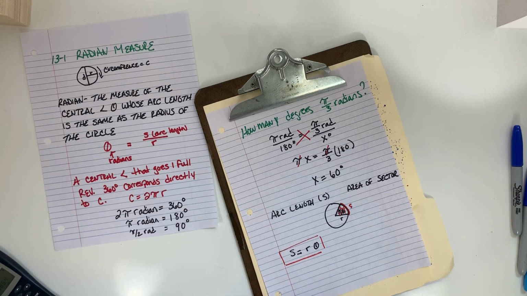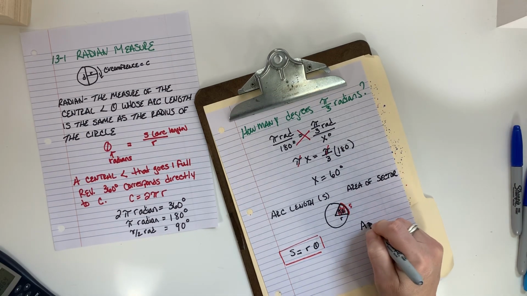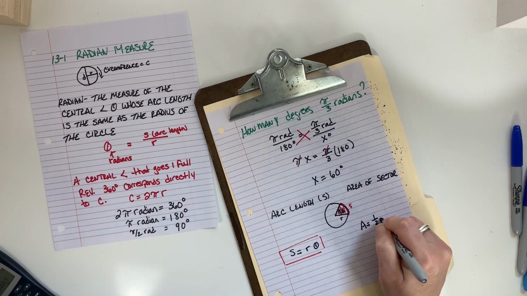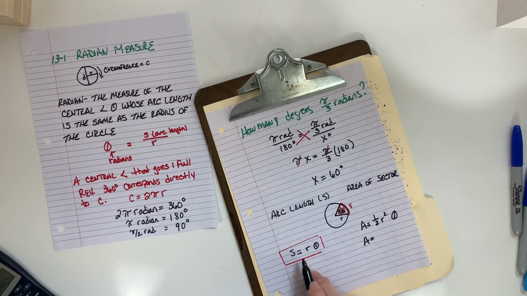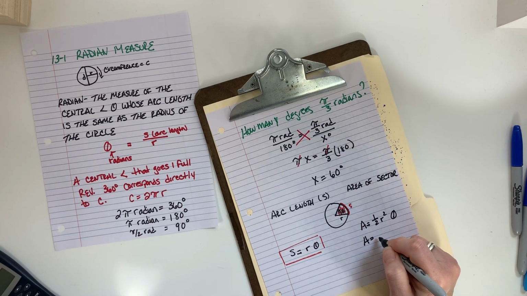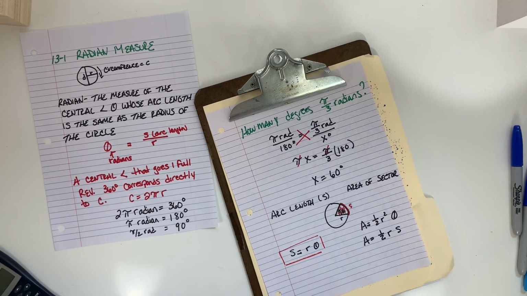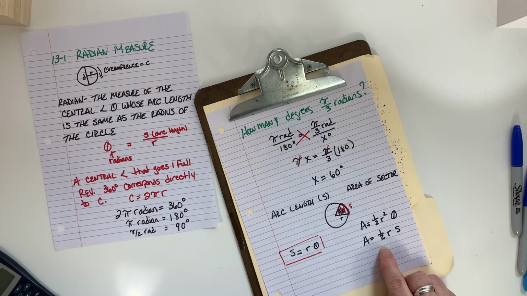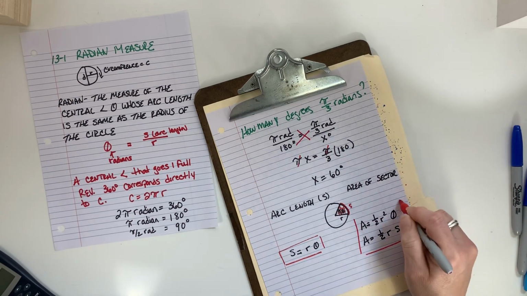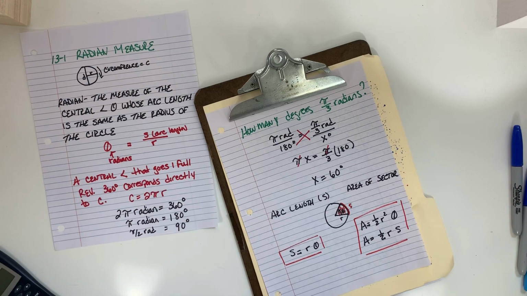The other equation that we have is that A is equal to 1/2 r squared theta. Or we can also say, since we know that theta is equal to S over r, that area is equal to 1/2 rS. So the area of the sector is equal to 1/2 r squared theta, or you can write it as 1/2 rS, depending on what you have. So these are our important formulas that we're going to need for solving the questions going forward.